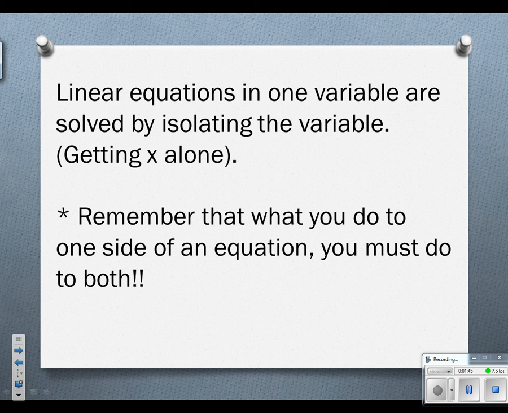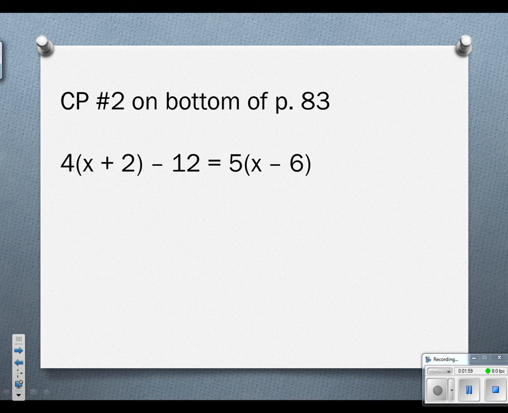So linear equations in one variable are solved by isolating the variable, in other words, getting x alone. Remember, in equation solving, whatever you do to one side of an equation, you have to do to both. You can actually do the wrong thing, and as long as you do it to both sides, you can still recover. So if everybody would go with me to the bottom of page 83, we're going to do checkpoint number 2 that's there. Okay, so on the screen here you can see the equation and notice that it does match the one that's at the bottom of your book there. So let's take a look.